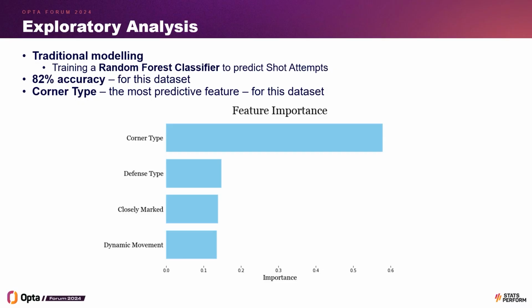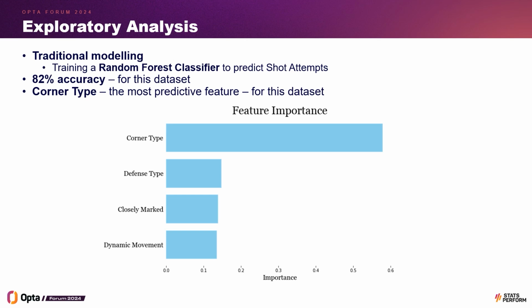To use these features and set a baseline, we first used the traditional modeling approach, which is to give the whole set of features to any type of model that you want. Since we have categorical variables in our case, we had to use a classifier. So we chose a random forest classifier to predict shot attempt using the whole set of features.